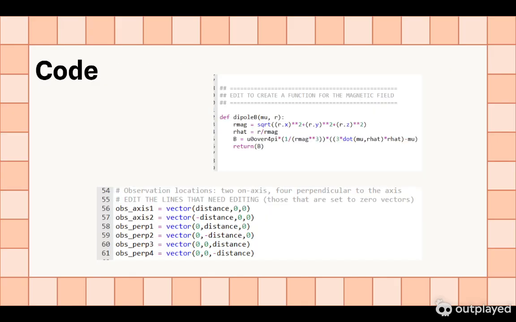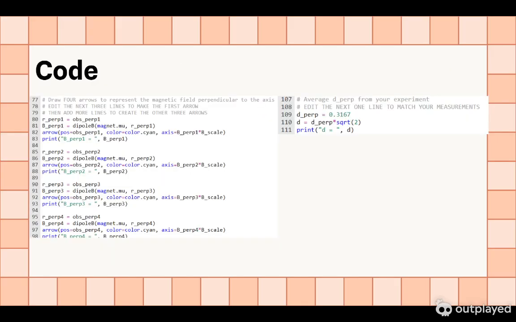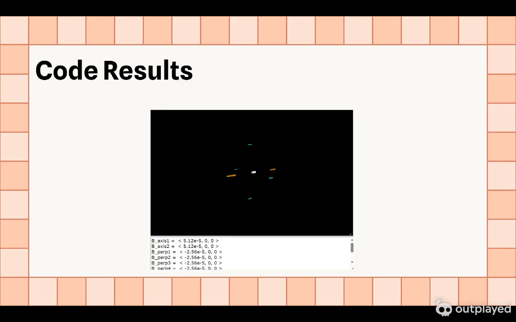Here's my code. Here are my code results. It makes a lot of sense because, of course, on axis the dipole is going to be pointing from south to north, and then on the perpendicular axis it's going to be pointing in the opposite direction.